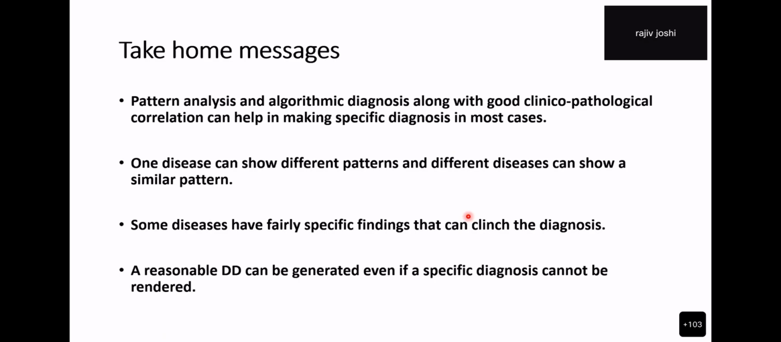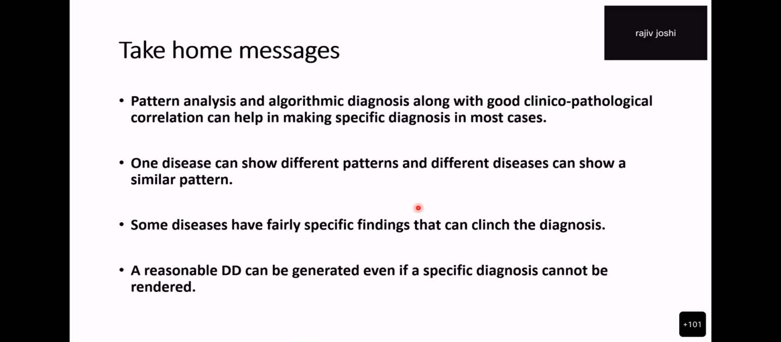So, okay, that was the last slide. A few take-home messages: pattern analysis and algorithmic diagnosis, along with good clinico-pathological correlation, can help in making a specific diagnosis in most cases. One disease can show different patterns, and different diseases can show a similar pattern. It doesn't matter, you can follow one pattern right up to its end, you can still come to a diagnosis. Some diseases have fairly specific findings that can clinch the diagnosis. So a reasonable DD can be generated even if a specific diagnosis cannot be rendered. And with that DD, the clinician can correlate with the clinical findings and come to the best possible diagnosis.